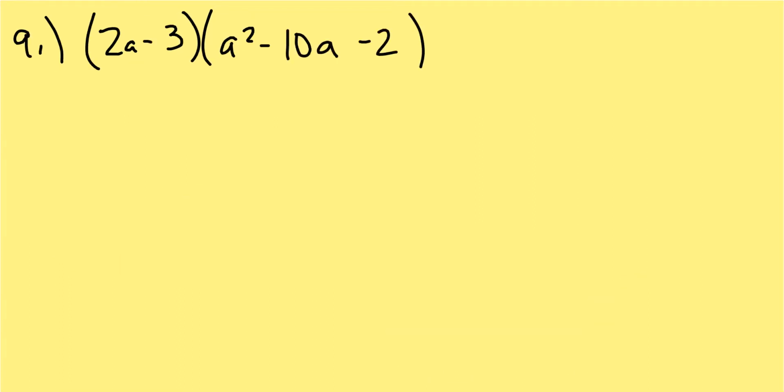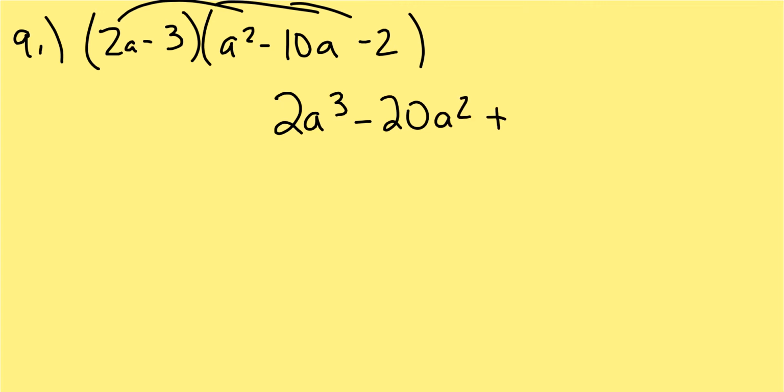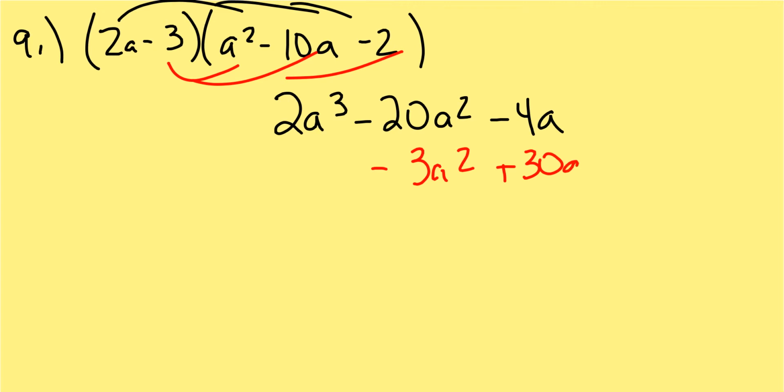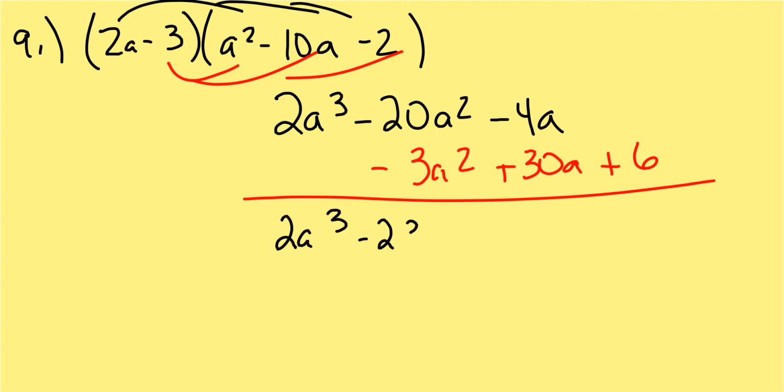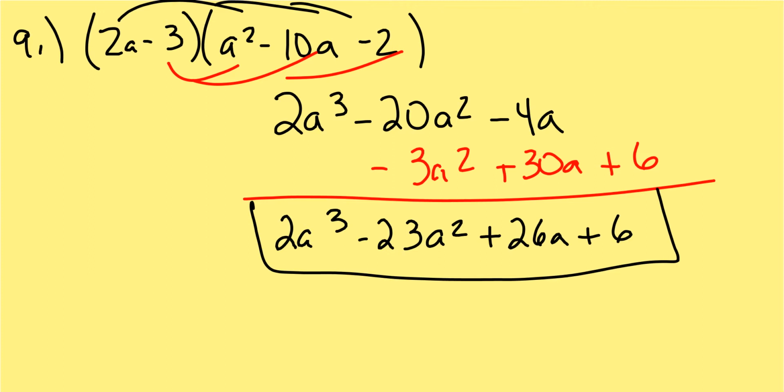So I'm going to use the distributive property again. So 2a is going to go to everything. So I'm going to become 2a cubed minus 20a squared minus 4a. Now, negative 3 is going to go to everything. I'm going to get minus 3a squared plus 30a plus 6. I come up with my like terms. I end up with 2a cubed minus 23a squared plus 26a plus 6. Done. That's it for 9.